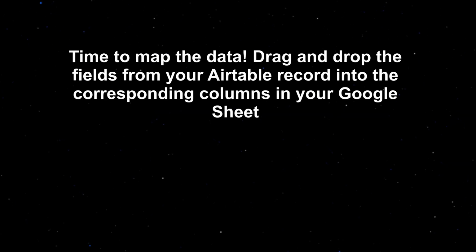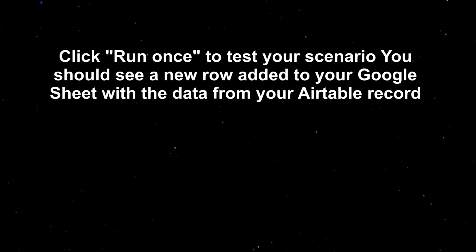Time to map the data. Drag and drop the fields from your Airtable record into the corresponding columns in your Google Sheet. Click Run once to test your scenario. You should see a new row added to your Google Sheet with the data from your Airtable record.